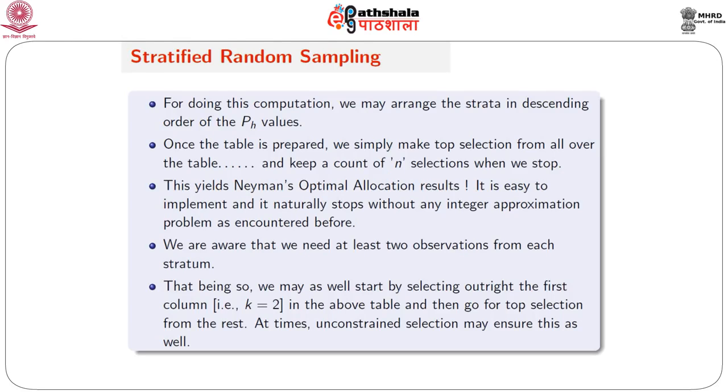We are aware that we need at least 2 observations from each stratum. That being so, we may as well start by selecting outright the first column K equal to 2 in the above table and then go for the top selection from the rest. At times, unconstrained selection may ensure this as well.